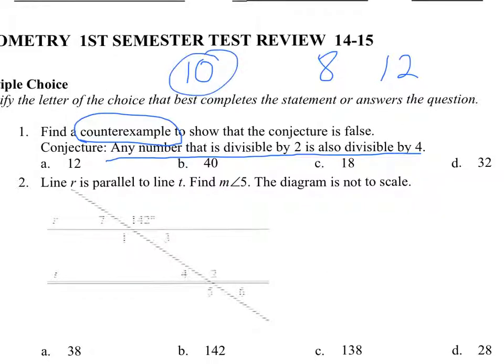Looking at the choices, we see here that A, 12 is divisible by 2 and 4. 40 is divisible by both 2 and 4. 18 is divisible by 2 but not by 4. That means that 18 would be a counterexample to that question. And then again, 32 would be divisible by both 4 and 2.